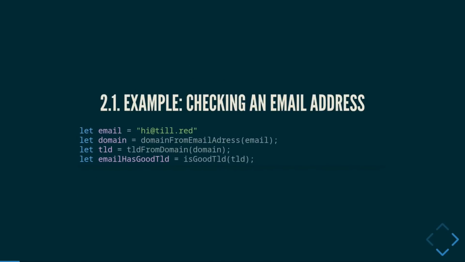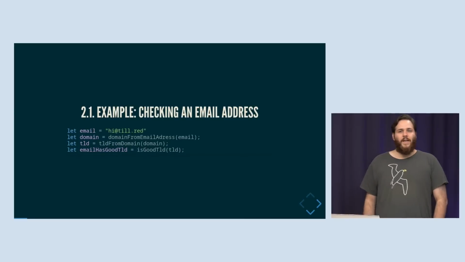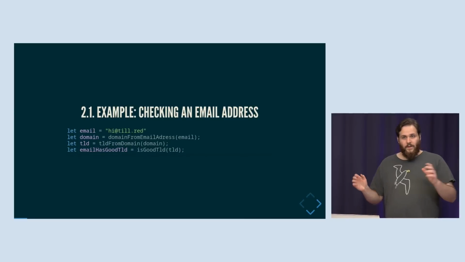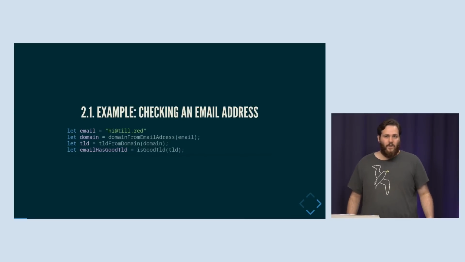Let's say we have some email address in a string. I want to check if that is a good email address because we only want to allow email addresses, say, from .edu domains because we are only for students or something like this. We might want to get the domain from the email address, so everything after the @. Then we want to get the top-level domain of that domain. So in this case, that would be .red. Then we could check if that is a good top-level domain, which it is not. .red is very weird. So we would fail and the result would be false.